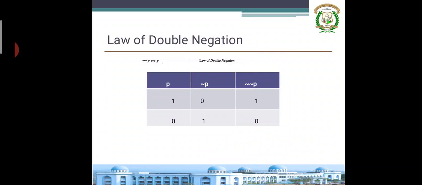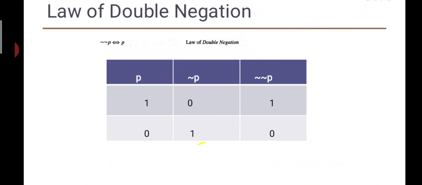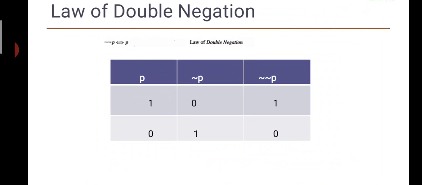What is the law of double negation? P is equal to true, negation of P is false. Negation of P is true. If P is equal to 1, negation of P is 0, negation of negation of P is 1. So no doubt, negation of negation of P equals P. Suppose P equals 0, negation of P is 1, negation of negation of P is 0, same as P. So this is called negation of negation of P is P. That's called law of double negation.